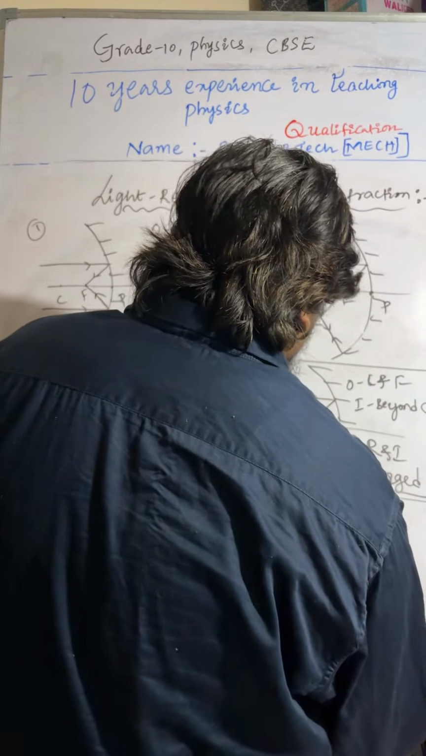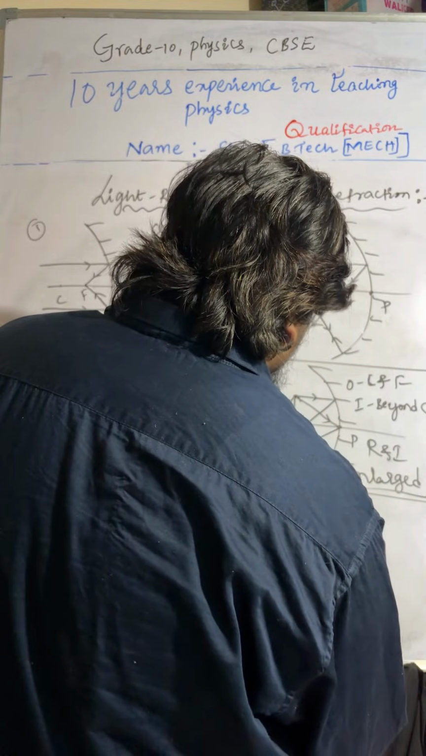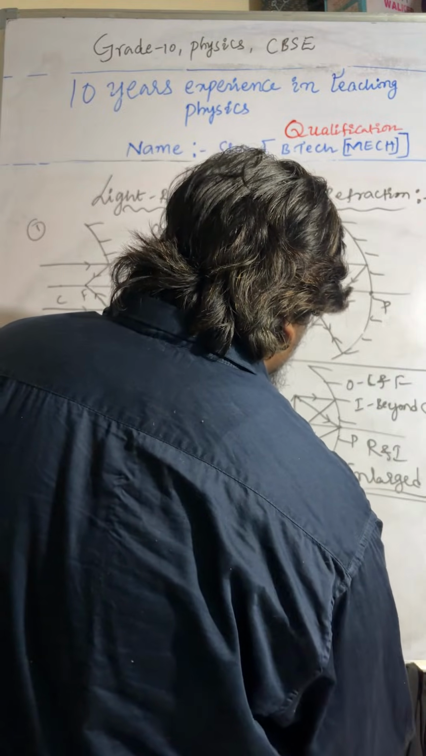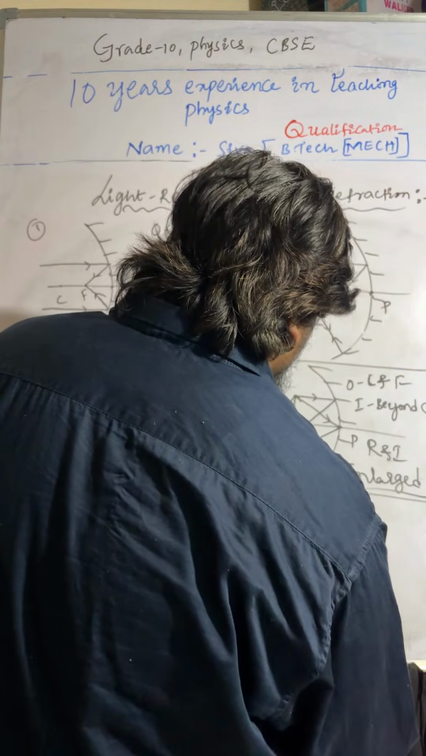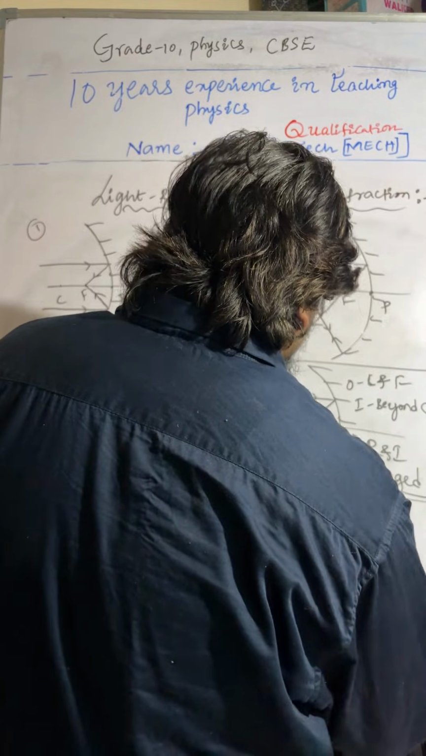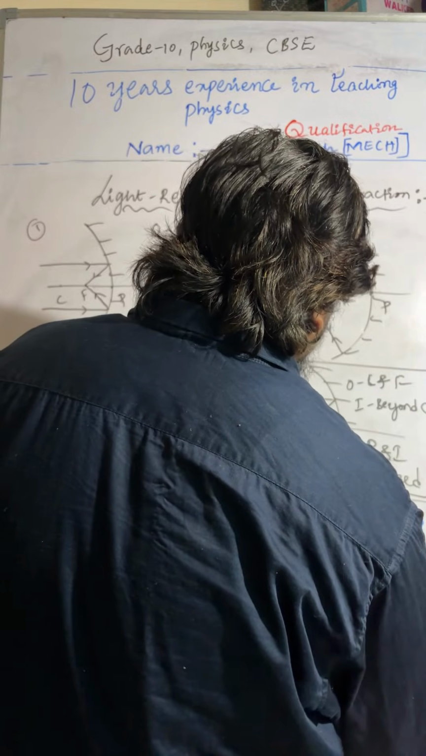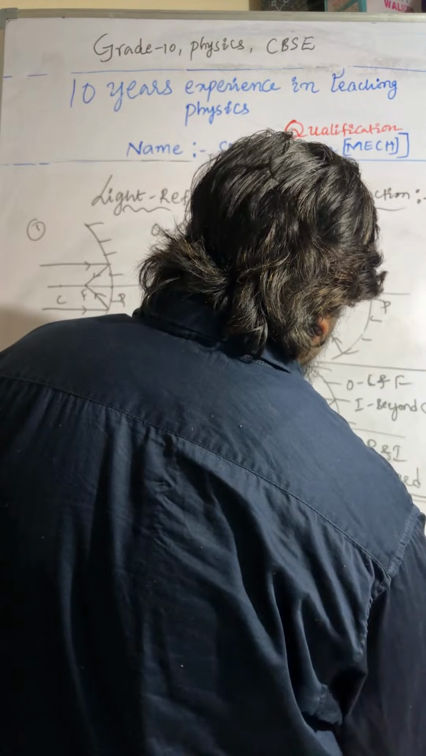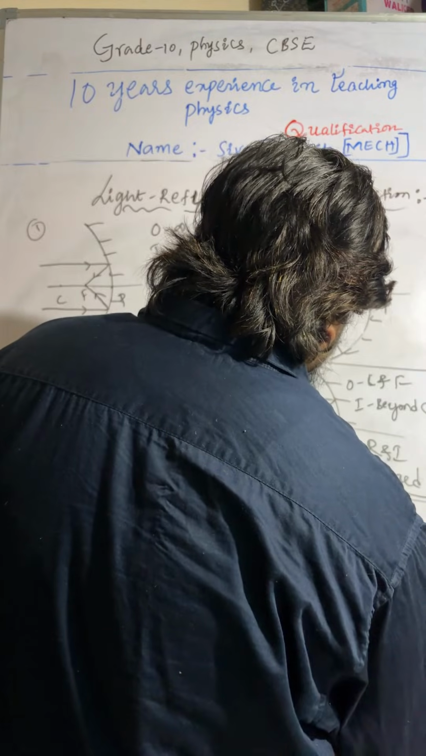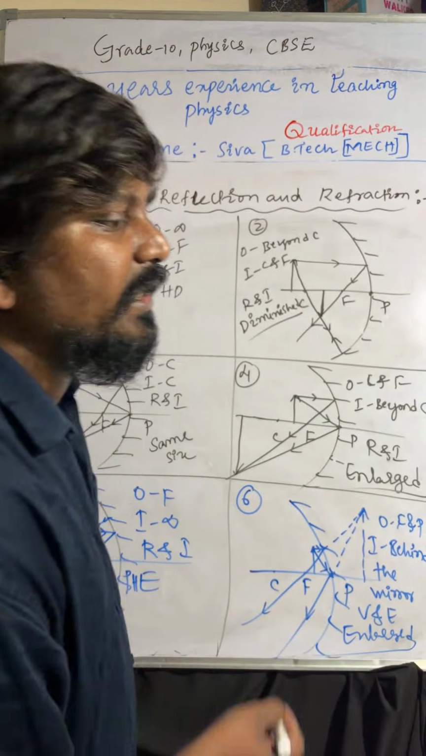Just check once here. This is the pole, focus, center of curvature. Object is placed between F and P. One light ray I am taking like this. Another light ray is incident at the pole. So it will be reflected. Here you can see, object is placed between F and P, image will form behind the mirror. Nature of the image is virtual, erect and enlarged. Compared to the object, image size is increased.